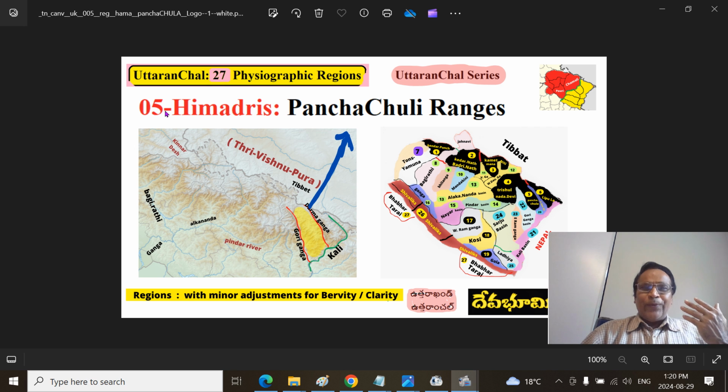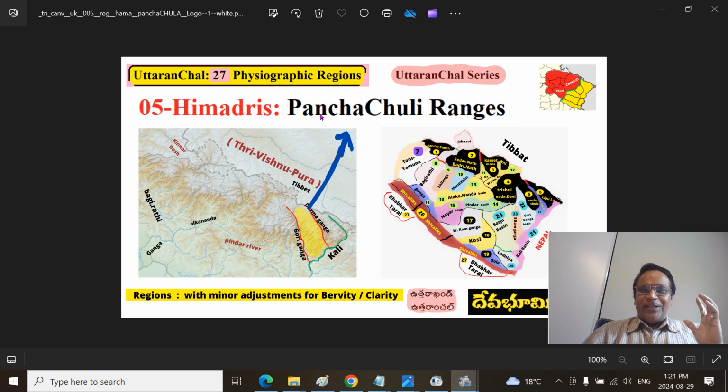We are continuing our Uttaranchal series, or Uttarakhand series, the northwestern part of former United Provinces, or Uttar Pradesh. We are in part 5. We are looking at the physiographic region, that is the physical geography, how the land looks, basically physical aspects of the land. Part 5, Himadris of Uttaranchal.